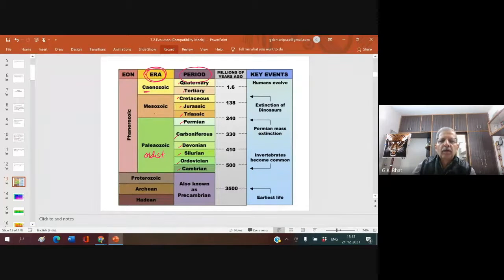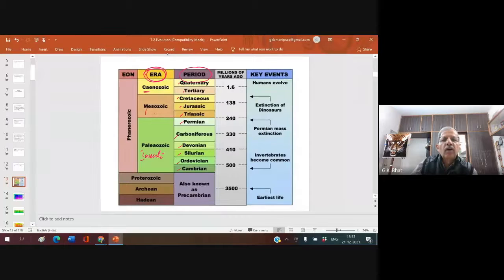You must remember, the Paleozoic era is the era of invertebrates. The Mesozoic era is the era of reptiles, and the Cenozoic era is the era of mammals. Remember, the Paleozoic era is the oldest era, and at that time only invertebrates were there. The Paleozoic era is the era of invertebrates.